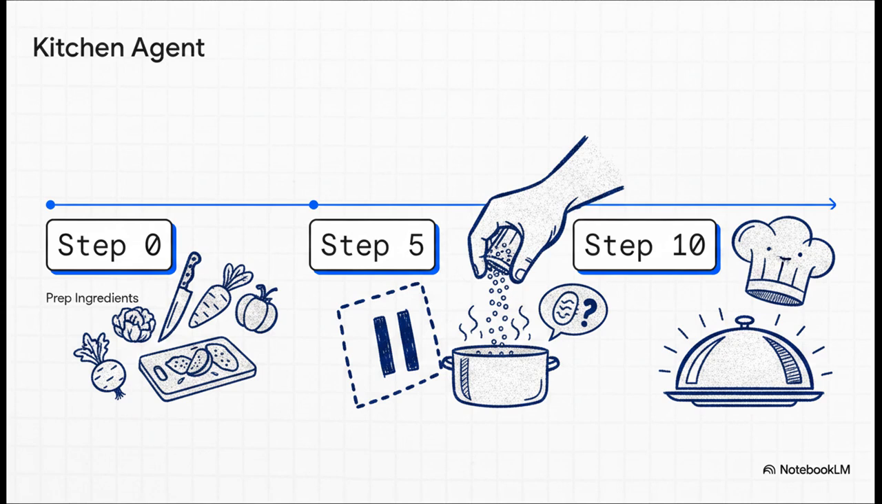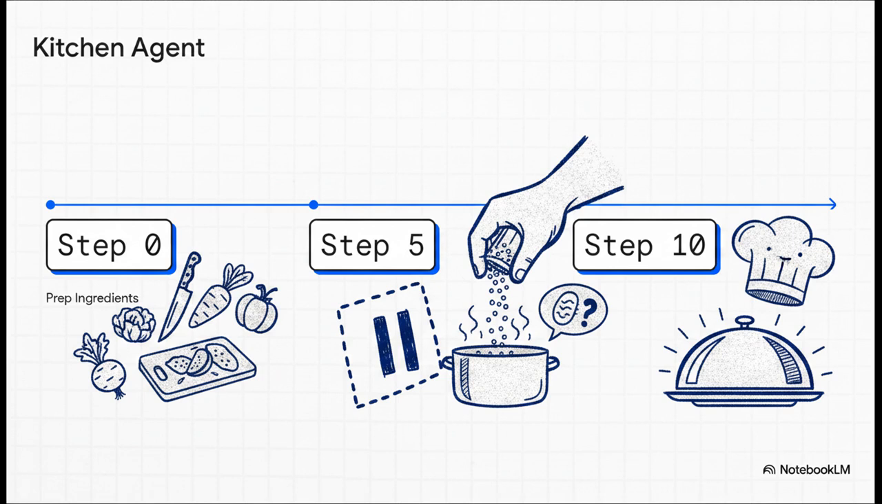Think about this for a second. What happens when your AI is doing something highly critical and you absolutely cannot afford for it to make a mistake? You have to introduce human supervision. The text gives this fantastic analogy of a kitchen agent. Imagine an AI chef. It goes from step 0, prepping all the ingredients, all the way to step 10, serving the dish.